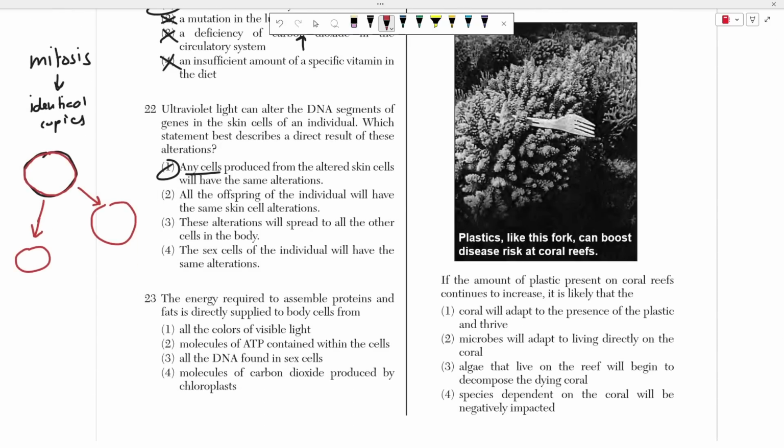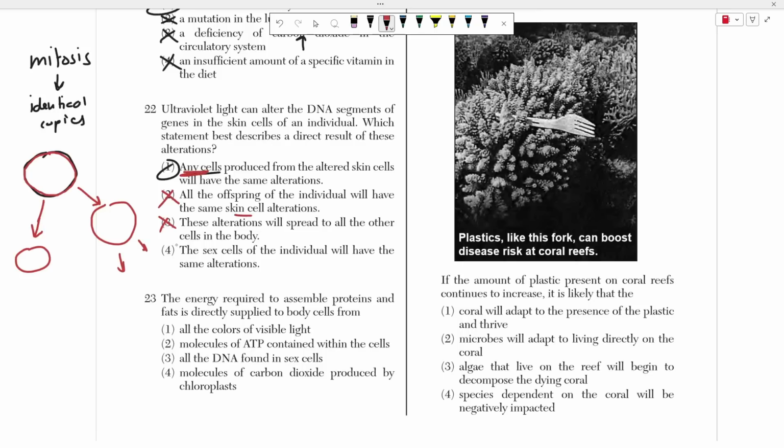This UV light doesn't just apply to skin cells, it's any cells, right? These alterations will spread to other cells in the body. That's not true. Why? Because the only people that are affected by the mutation are the offspring of that original mutated cell. And it's not just skin cells, it's any cell.